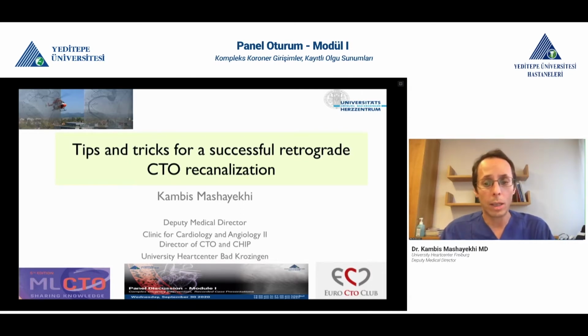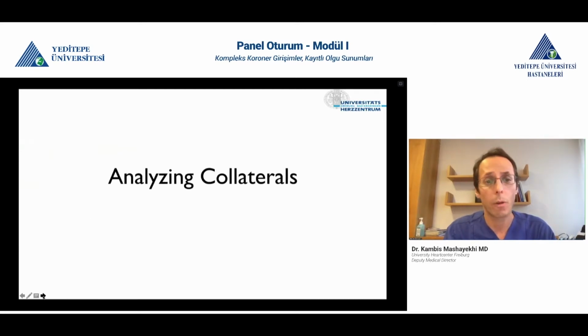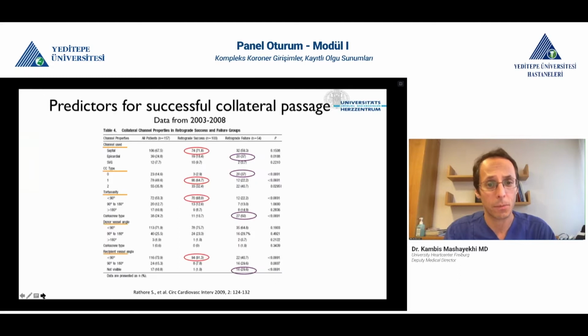So now change from imaging to retrograde CTO PCI, and I will also just focus a little bit on imaging. You will see why. This is about tips and tricks for successful retrograde CTO recanalization. I'm not talking about absolute basics of retrograde CTO problems. So I'm speaking about a little bit more advanced problems. You will see what I mean actually. First of all, I want to focus on analyzing the collaterals. I also want to speak about failure of retrograde microcatheter passage, so what to do if the retrograde microcatheter is not able to cross. And I want to focus on the reverse CART and on the externalization process, which are major steps of retrograde CTO PCI.